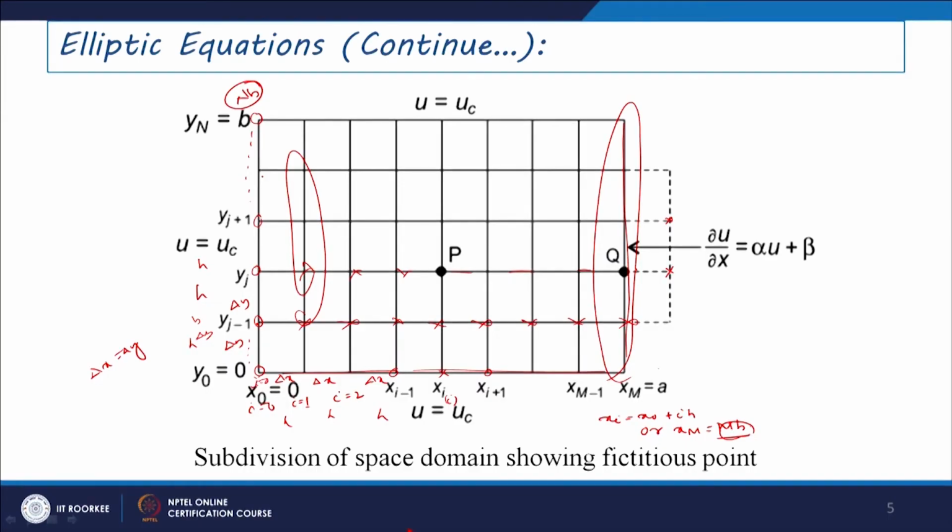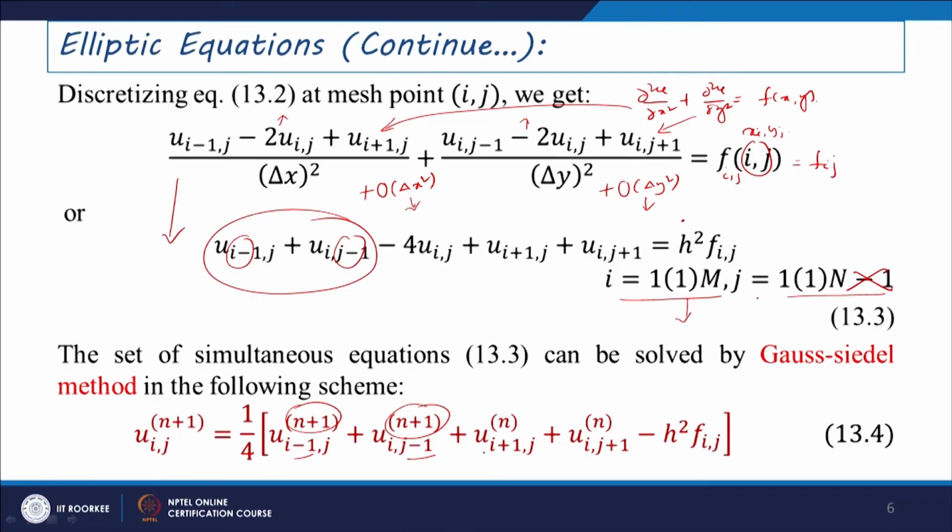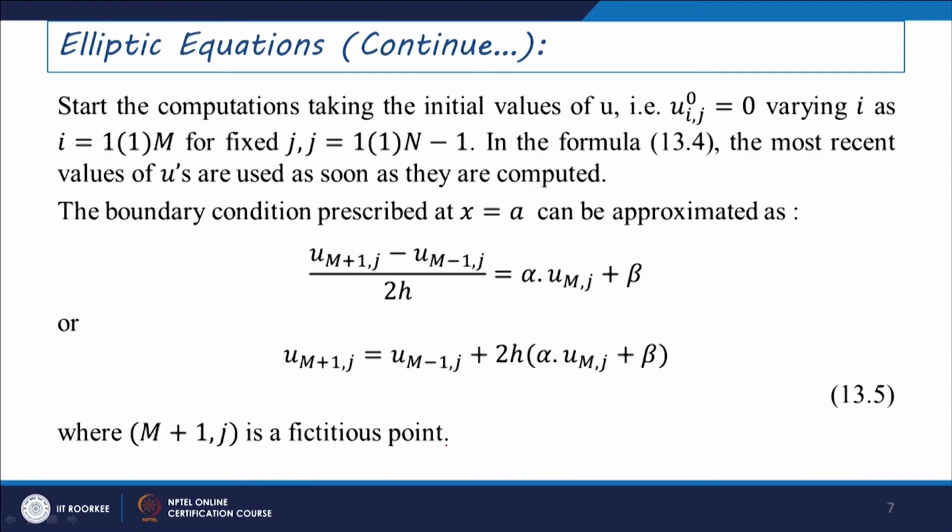So if you consider these boundary conditions in formula 13.4, it requires i minus 1, and also i plus 1 and j minus 1 and j plus 1 here. That is why we can consider this boundary at the prescribed point, that is x equals a, which can be approximated, since we are using the central difference approximation here, which gives an order of approximation of order h square.